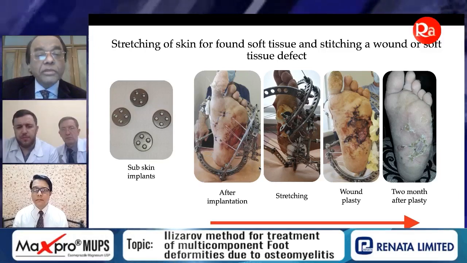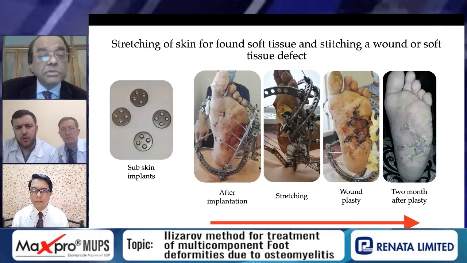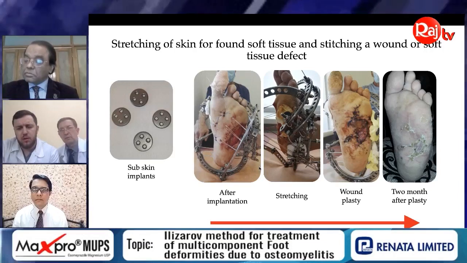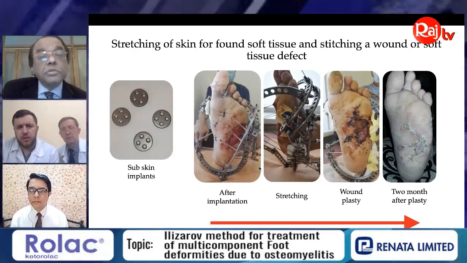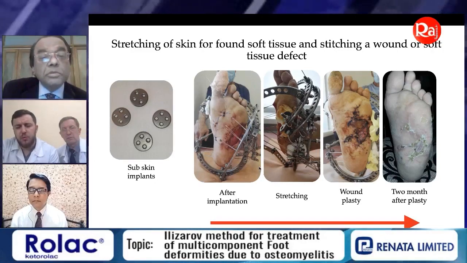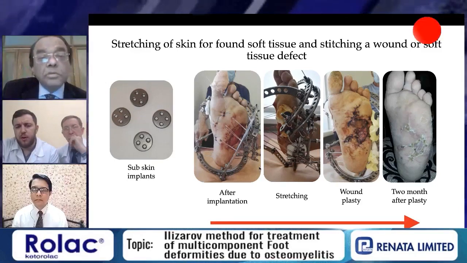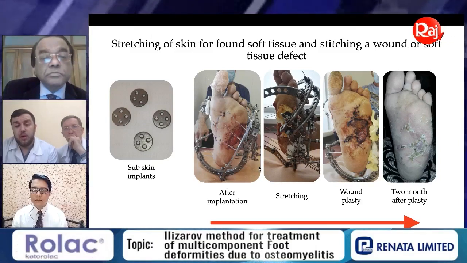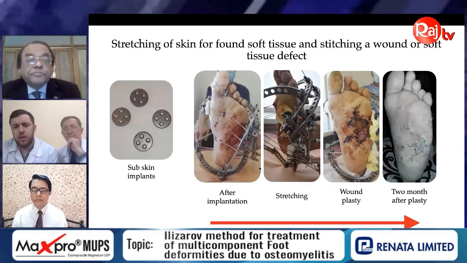Here you can see the stages of stitching, of creation of enough skin flap for the next coverage of the wound ulceration. And for creation of that skin flap, in the first step we implant the sub-skin implants, and after that by Ilizarov we gradually make tension of the skin, like a stretching, and after that enough skin flap was created for closure of the wound.